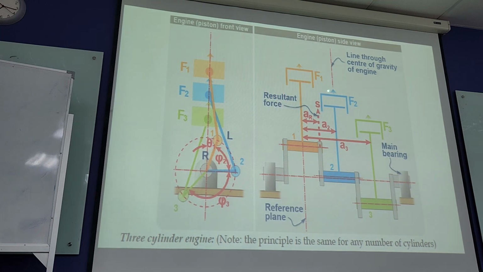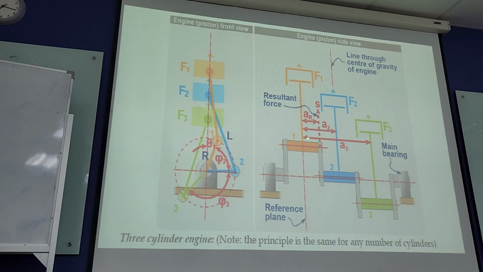The reference plane is related to cylinder 1. This one is basically the line through the center of gravity of the engine, the centroid of the engine here. Now the S represents the shaking force.